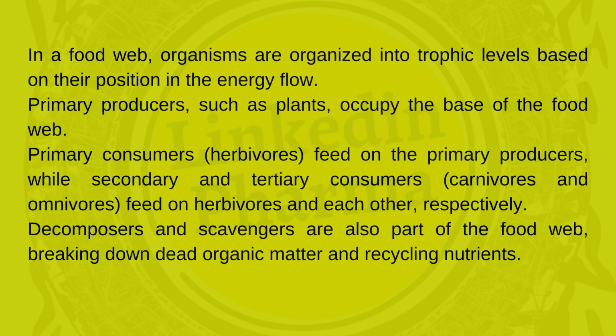In a food web, organisms are organized into trophic levels based on their position in the energy flow. Primary producers, such as plants, occupy the base of the food web. Primary consumers, herbivores, feed on the primary producers, while secondary and tertiary consumers, carnivores and omnivores, feed on herbivores and each other, respectively. Decomposers and scavengers are also part of the food web, breaking down dead organic matter and recycling nutrients.